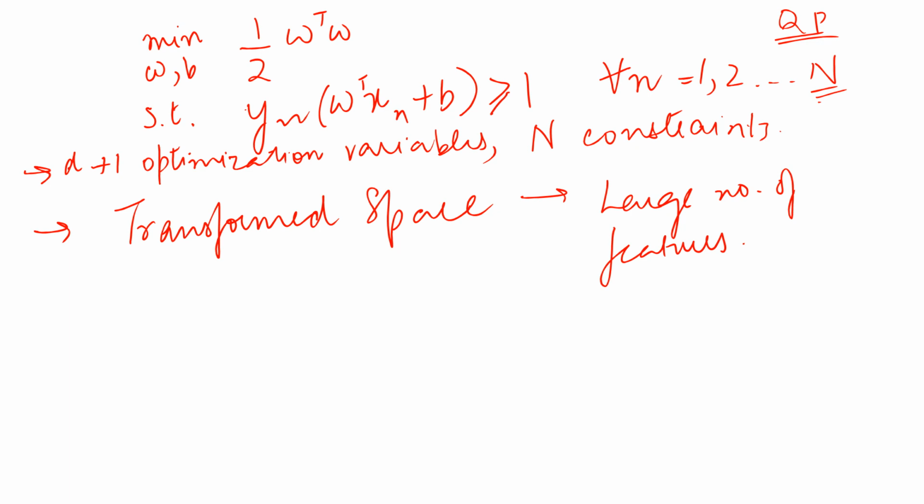So maybe we can do something with the optimization problem itself and the way we solve it. What we're going to do is this: the way this problem is stated is known as the primal. And of course, if you've taken any optimization class, you'll know that the basic formulation of any optimization problem is the primal form.